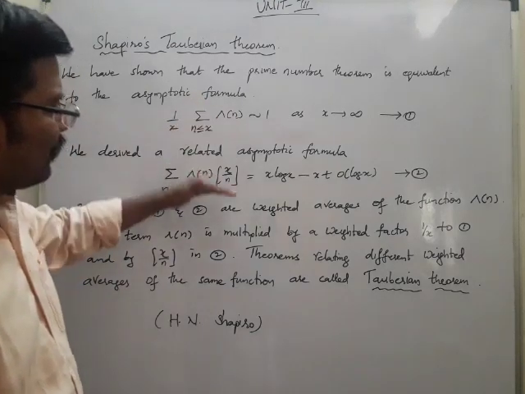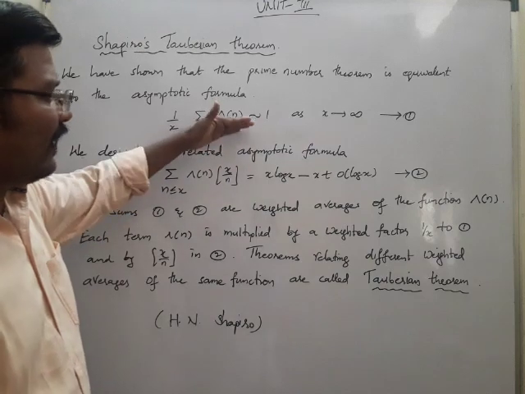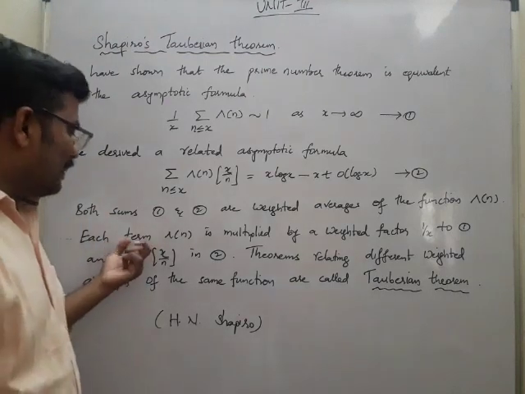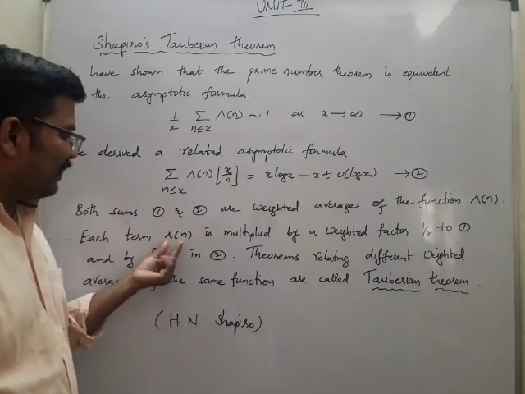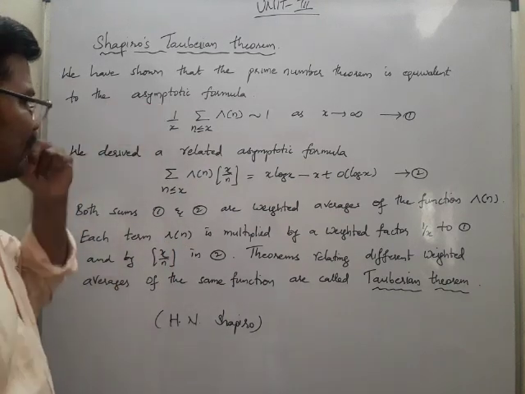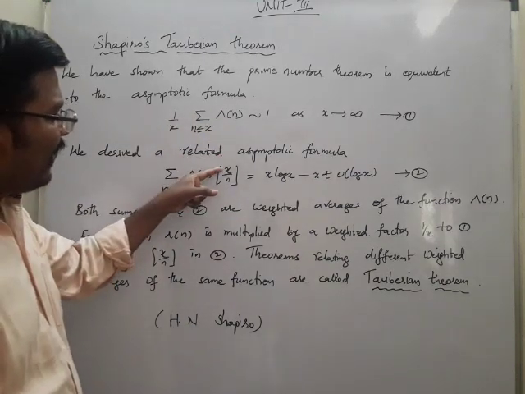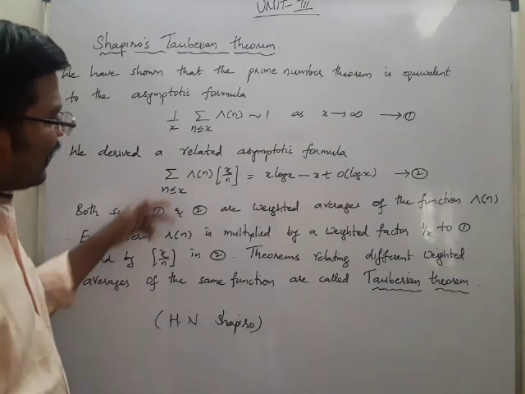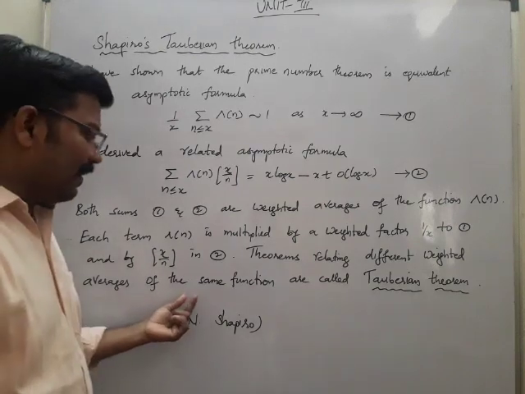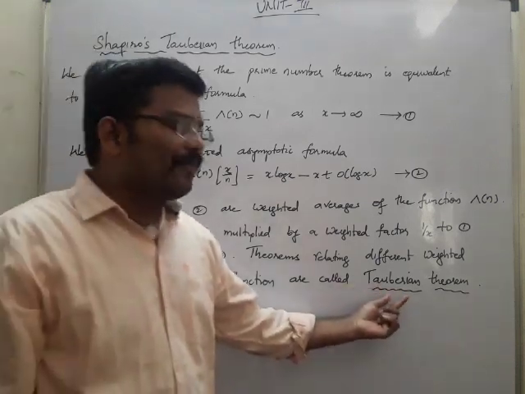Now a weighted average of these two is what we take. It is the weighted average of these two functions, such that each term of lambda n is multiplied by the weighted factor 1 by x. This is the 1 by x which is being multiplied here. For the other, for this lambda n, we have multiplied x by n. So the resultant weighted average of these two functions can be called the Tauberian theorem.